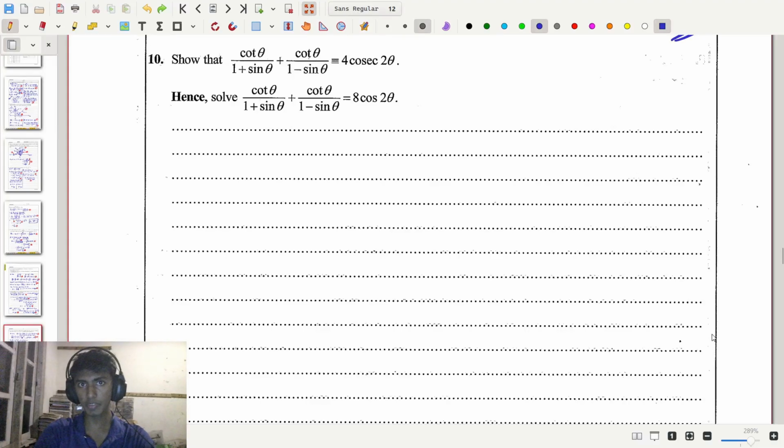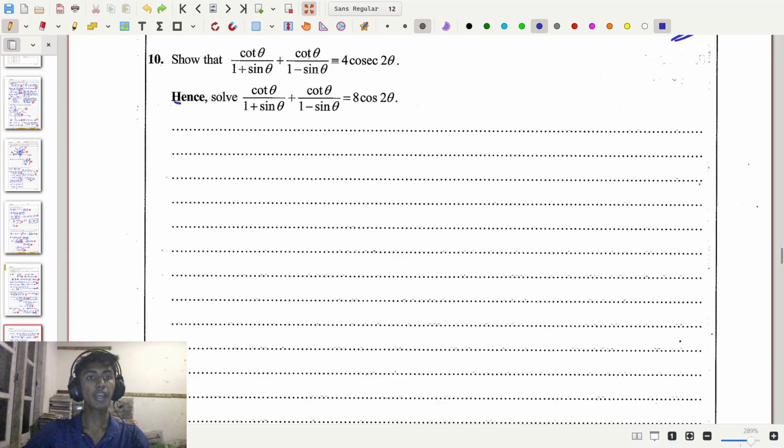2024 A-Level Combined Mathematics Paper 1, Part A, question number 10. This is the trigonometry question. The question says, show that cotangent of theta divided by 1 plus sine theta plus cotangent of theta divided by 1 minus sine theta is equivalent to 4 times cosec of 2 theta.